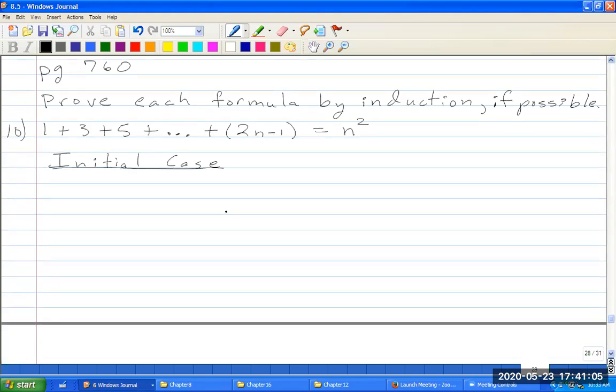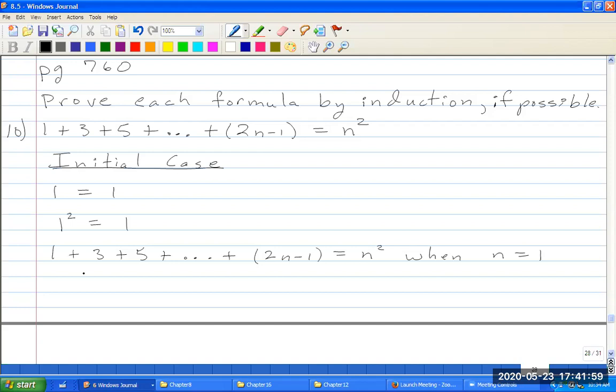So let's try to prove the initial case. Well, 1 plus, you only do it up to 1, is equal to 1. Next, 1 squared is 1. So therefore, these are equal. Therefore, 1 plus 3 plus 5 plus 2n minus 1 is equal to n squared when n is equal to 1. So I just plugged in n equals 1 here, n equals 1 here. So this just only included this one term. So this is true when n equals 1. So your first domino falls.